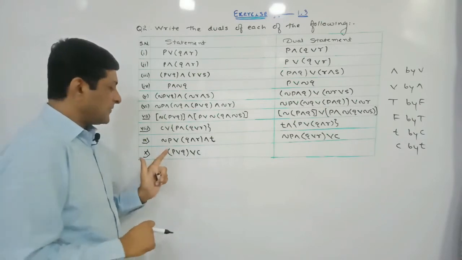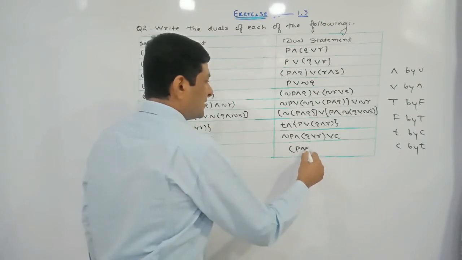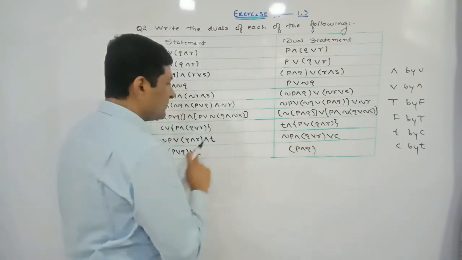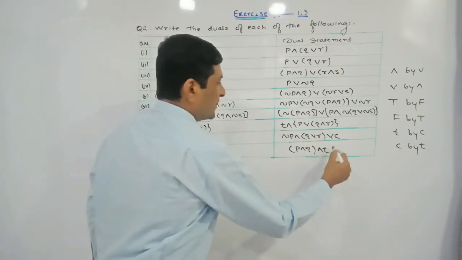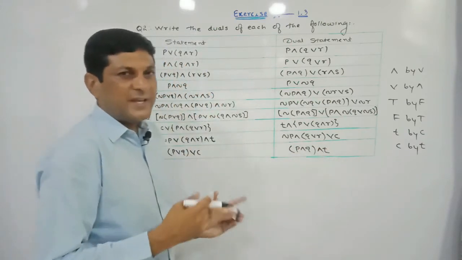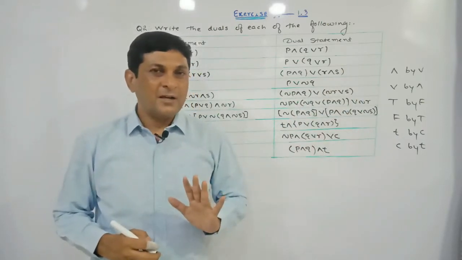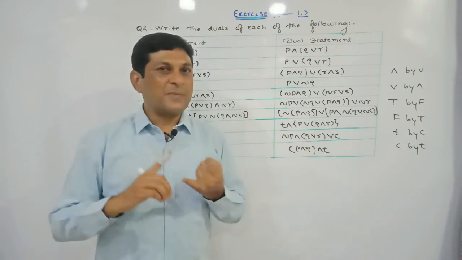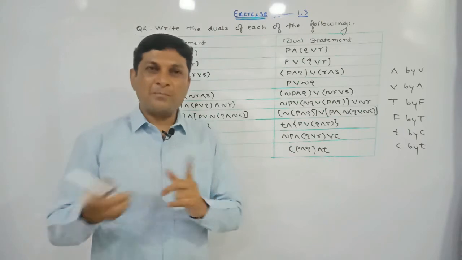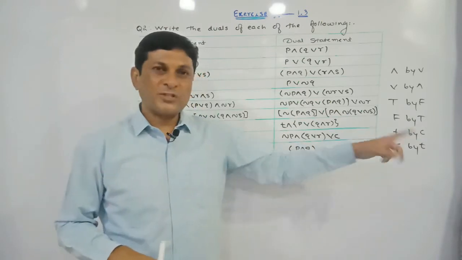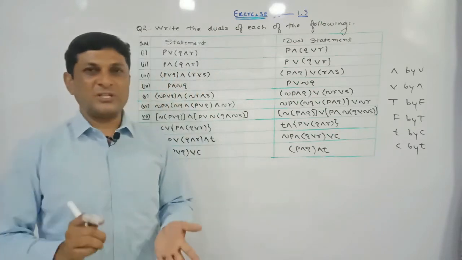Observe the last statement. So here P or Q is there, so OR will get replaced by what? AND. Again this OR will get replaced by AND, and small c will get replaced by what? Small t. So these examples are very easy. Only we have to follow these 6 rules while finding dual of the given compound statement. Simply replace AND by OR, OR by AND, capital T by capital F, capital F by capital T, and small t by small c, and small c by small t. In this way we have completed all the examples from question number 2.